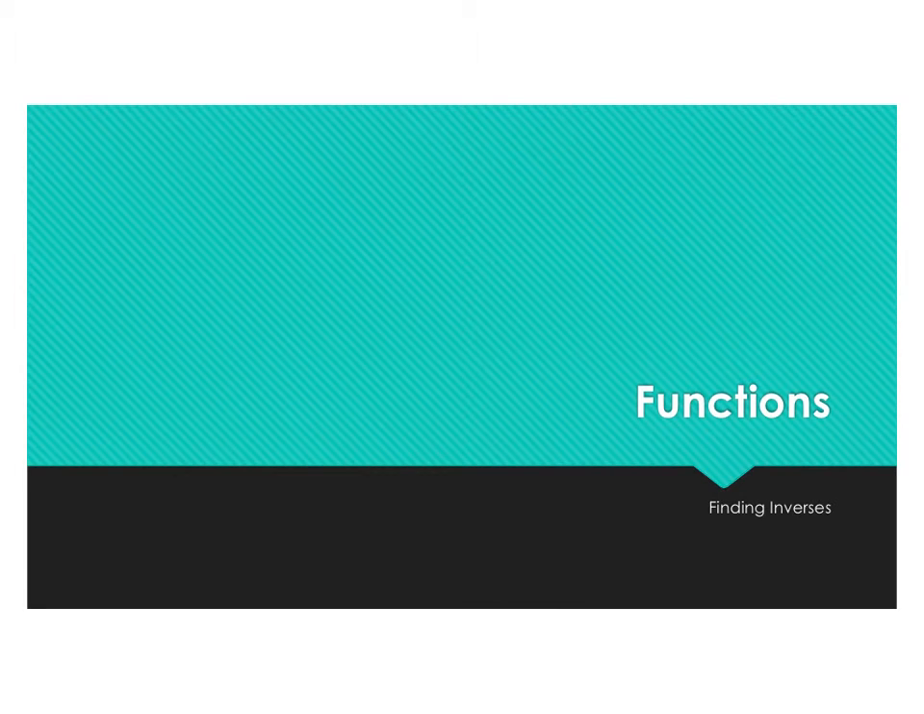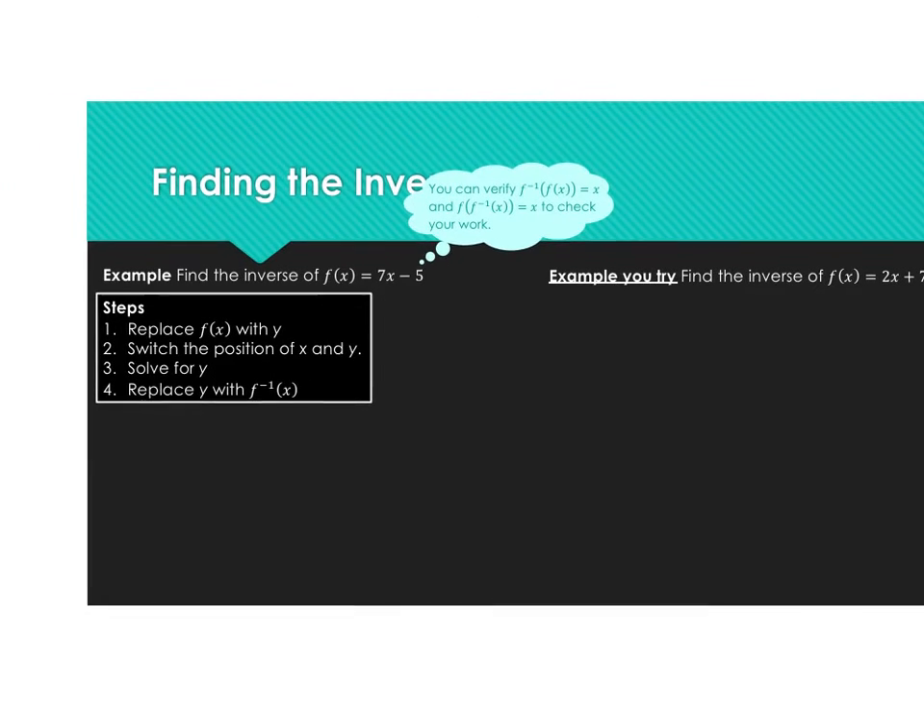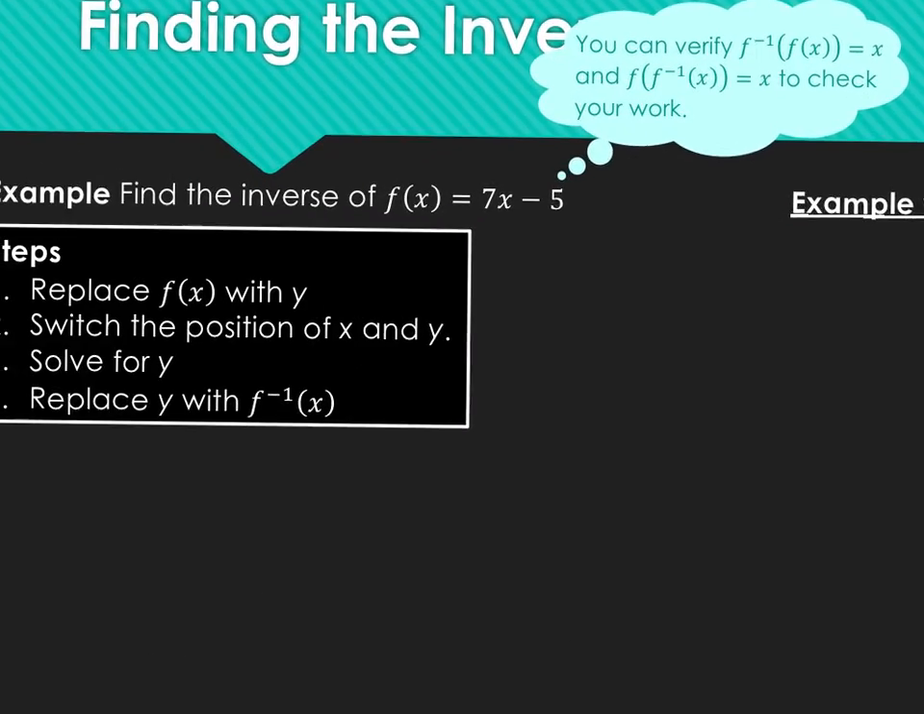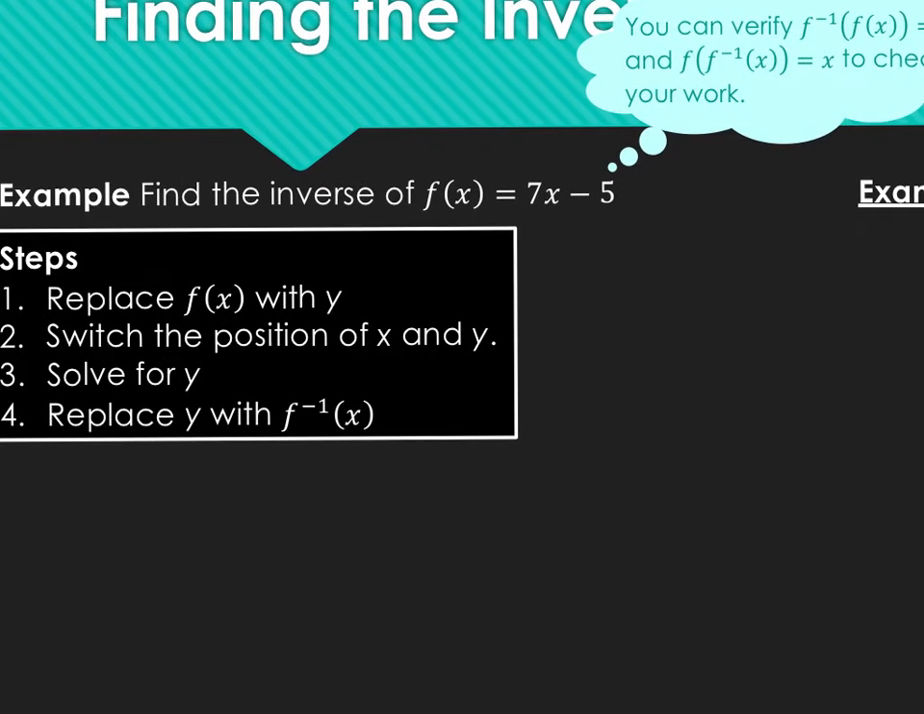Today you will practice actually finding inverses. When we are finding the inverse of something like f of x equals 7x minus 5, we have some steps that we are going to follow. Note we're going to first replace the f of x with a y. So the first thing we'll do is we'll say y equals 7x minus 5.